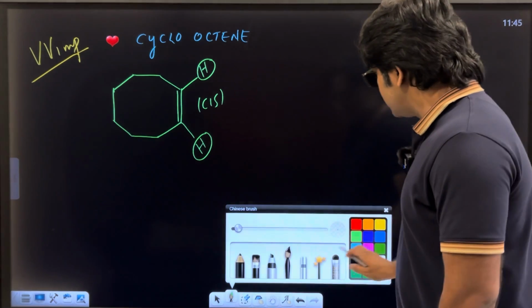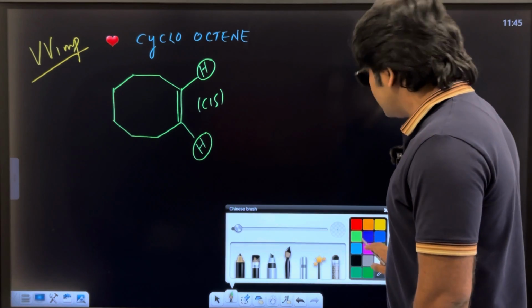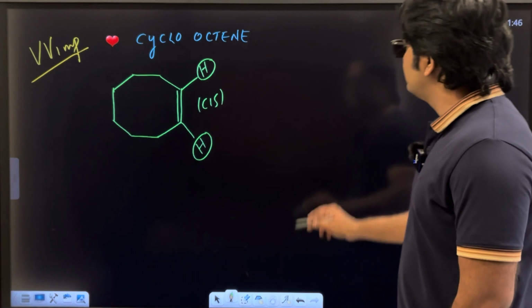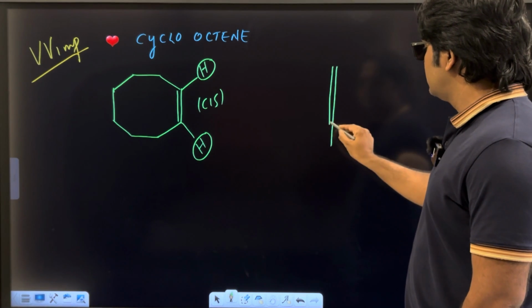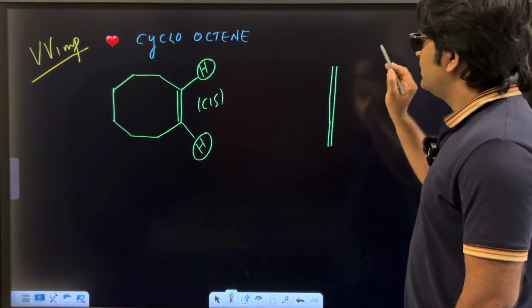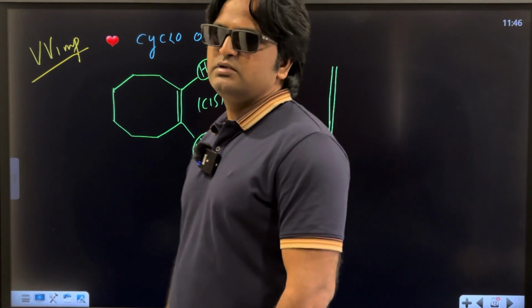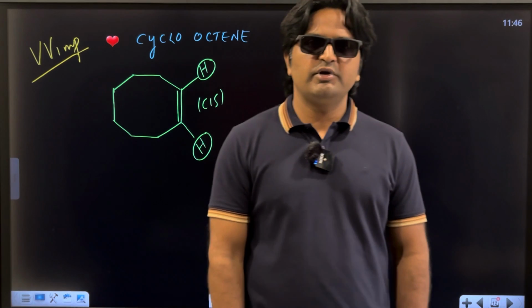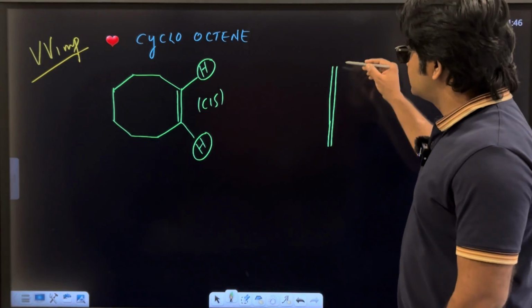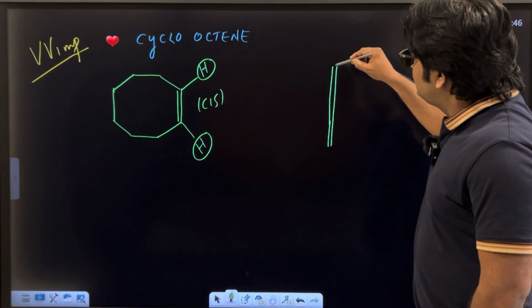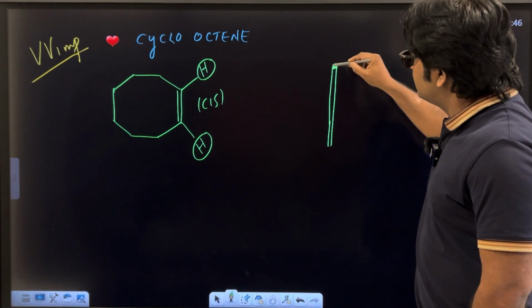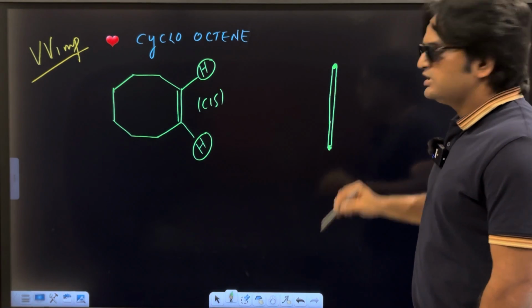And how to write the trans form? To write the trans form, first I am going to write the double bonded carbon atoms. Very easy to write, no problem. Clearly I am taking it like this. Now the double bonded carbon atoms. Here how many carbon atoms are completed? Two carbon atoms are completed like this. Okay, 1 and 2. Yes.